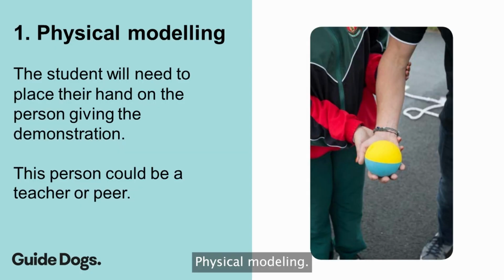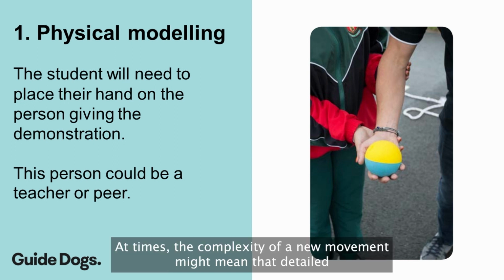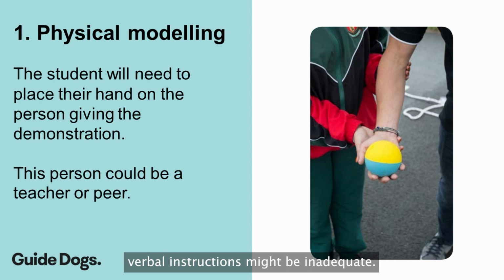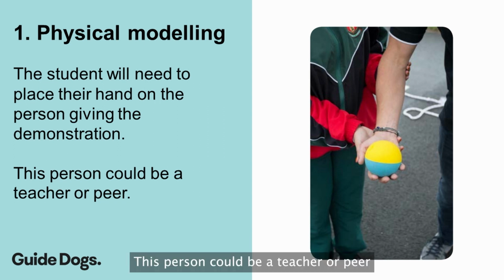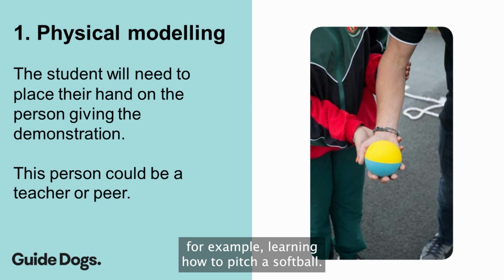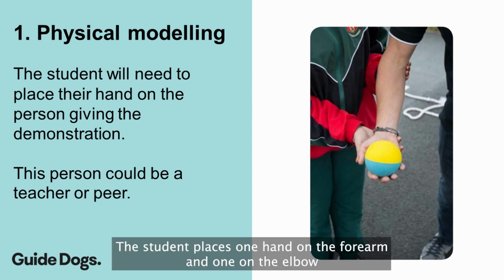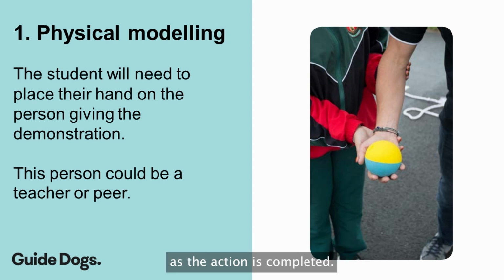Physical modelling. At times, the complexity of a new movement might mean that detailed verbal instructions might be inadequate. The student will need to place their hand on the person giving the demonstration. This person could be a teacher or peer. For example, learning how to pitch a softball, the student places one hand on the forearm and one on the elbow as the action is completed.